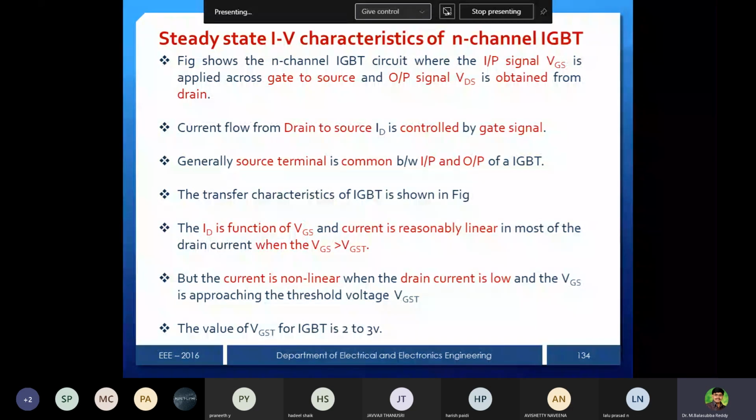There is an experimental setup, and by changing the voltage, you can see when the device is going to trigger, and what the threshold voltage is. Once the device is conducting, you can see what happens to the current. All these things we can notice in our lab, because all the experiments you need to do in the lab. The current is non-linear when the drain current is low and approaching the threshold voltage, and this threshold voltage value is 2 to 3 volts.